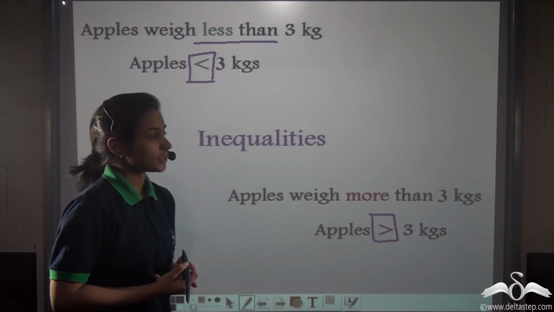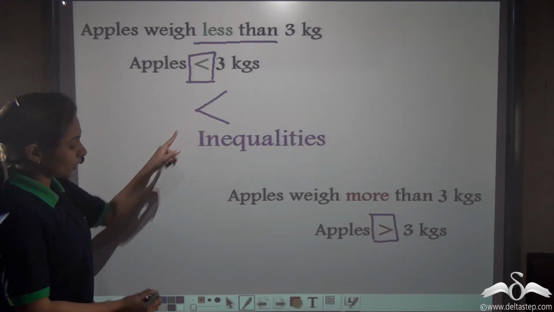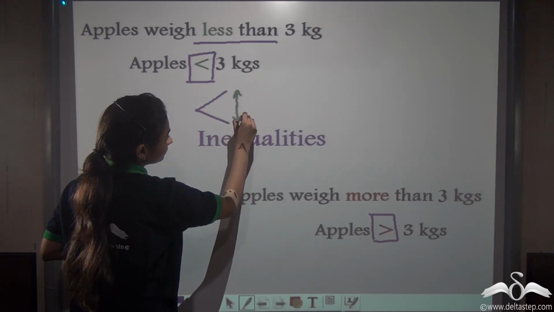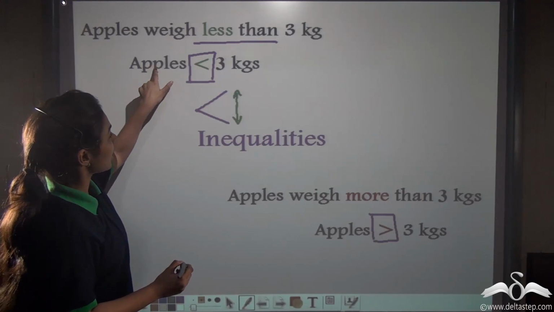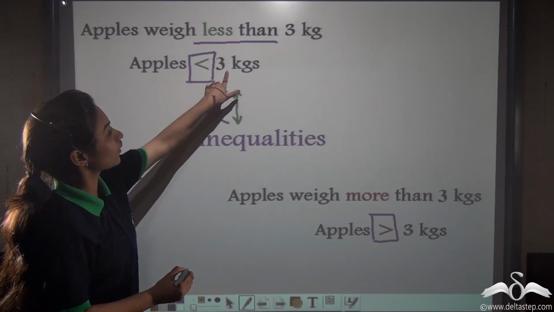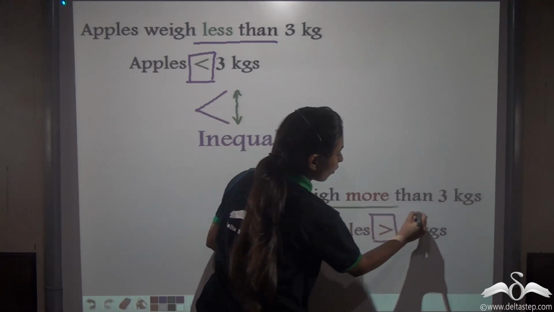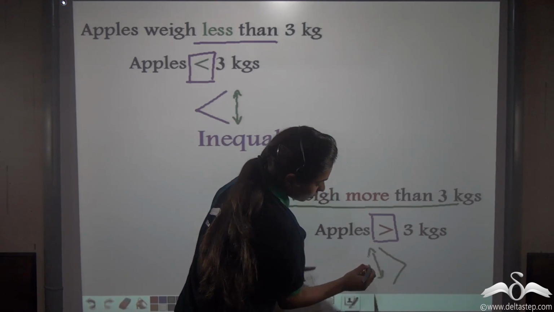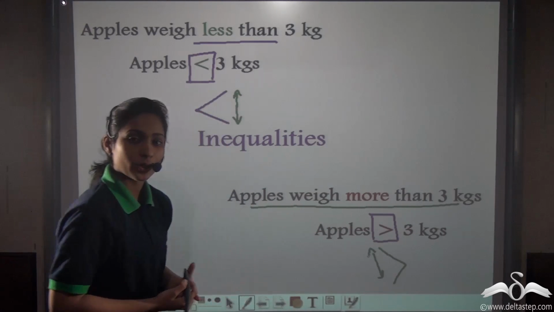Now how will you remember this? Look at the sign. What you can see here. This is what? Bigger. See? And this is smaller. So you can say apples are actually less than 3 kgs. Here, notice one thing. Apples weigh more than 3 kgs. So you can see that this side is bigger. So apples are actually more than 3 kgs. So in this manner, you can remember these.